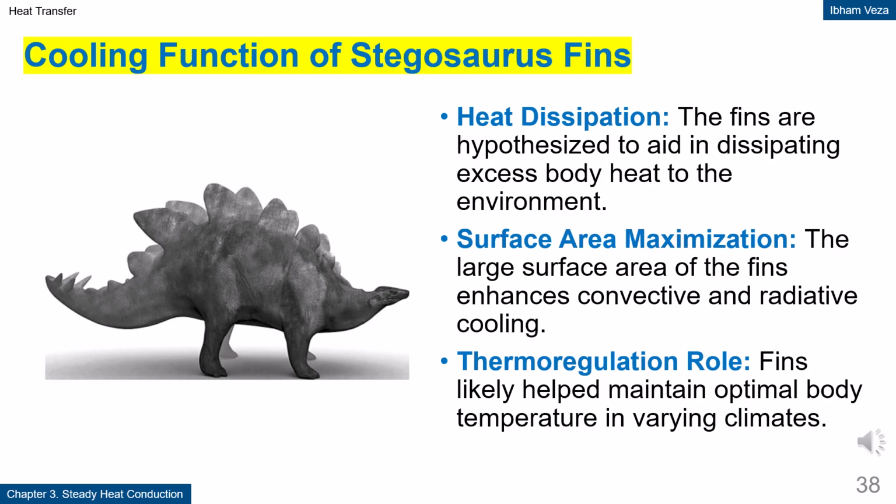Cooling function of Stegosaurus fins. The fins of Stegosaurus are hypothesized to function as a means to dissipate body heat to the environment. The large surface area increases heat transfer by convection and radiation. This structure allows more effective body temperature regulation. This concept shows that fin principles also apply in nature. This biological analogy helps in understanding fins in thermal engineering.